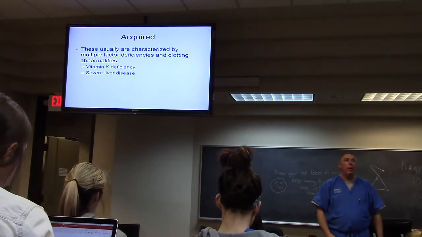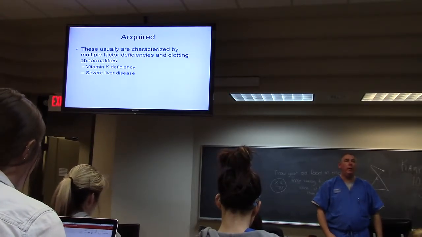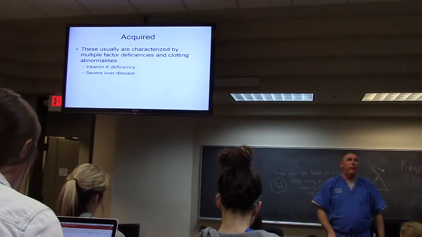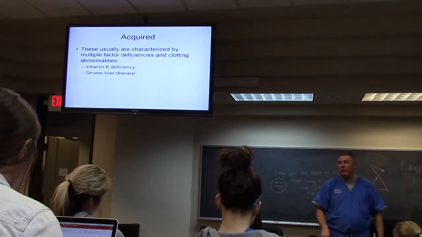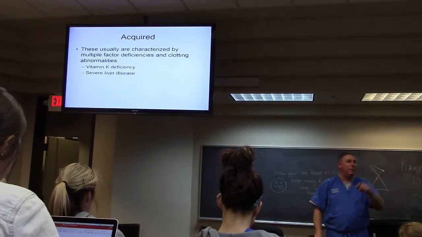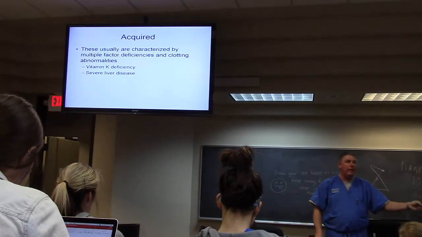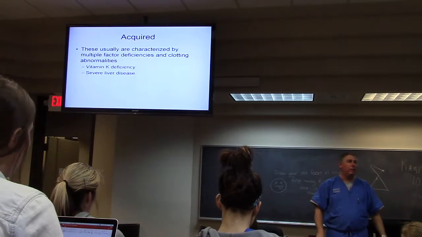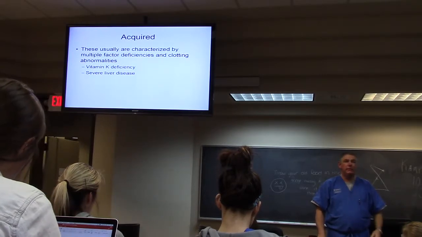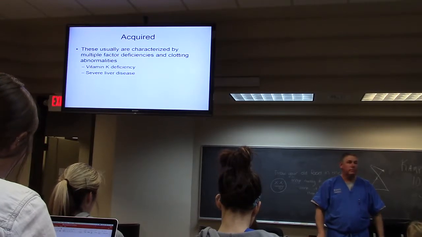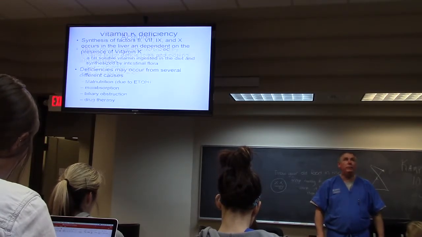There are certain acquired diseases that we've talked about already. Liver disease and vitamin K. Liver disease, obviously, because the vitamin K dependent clotting factors 2, 7, 9, 10 are made in the liver. The deficiency of vitamin K itself, like I described with newborns, would be an issue.